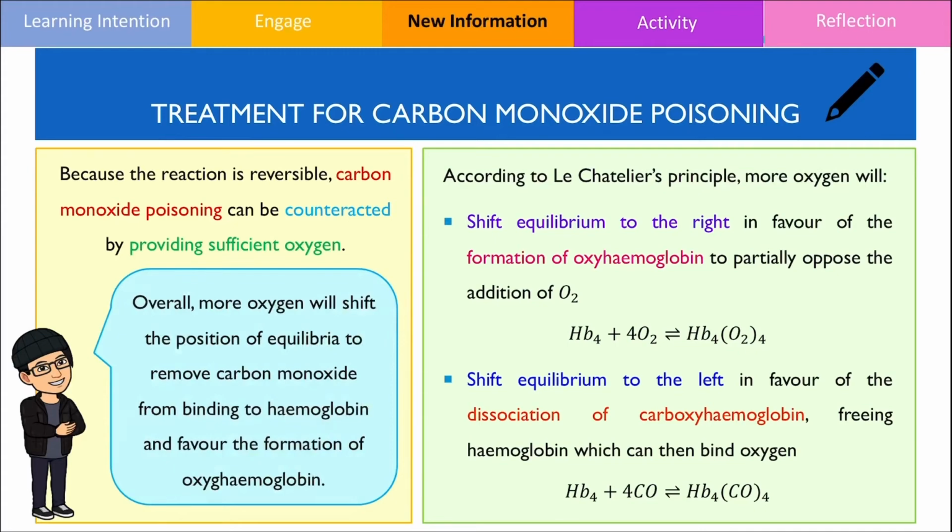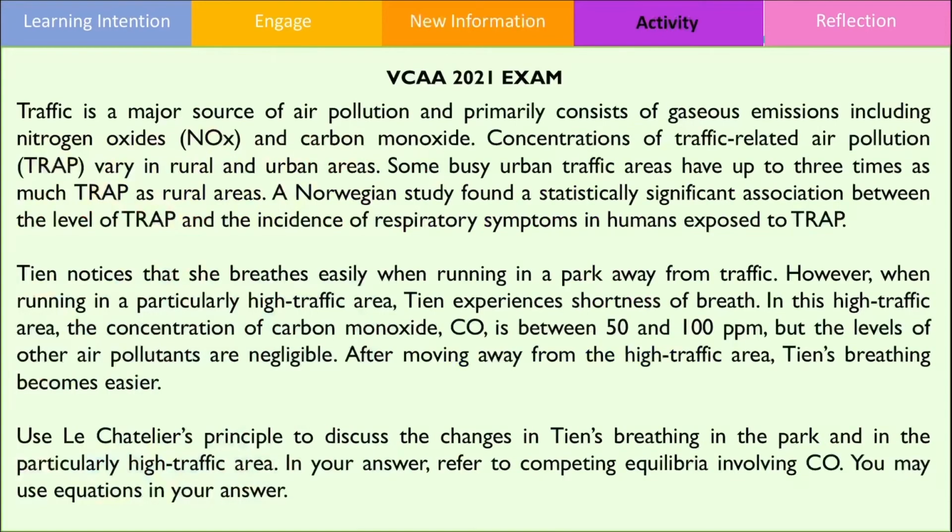There are two VCAA short answer questions that are related to carbon monoxide poisoning. In this question, it wants you to use Le Chatelier's principle to discuss the changes in Tien's breathing in the park and in the high traffic area. In your answer, we need to refer to competing equilibria, and we may also use equations. Pause the video now if you'd like to attempt this question before hearing my response.